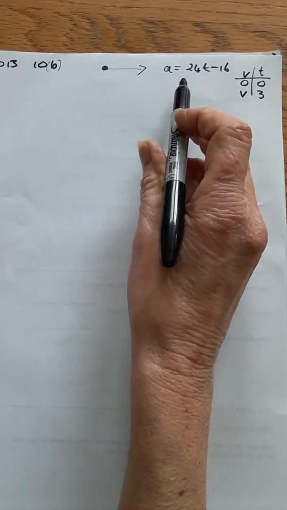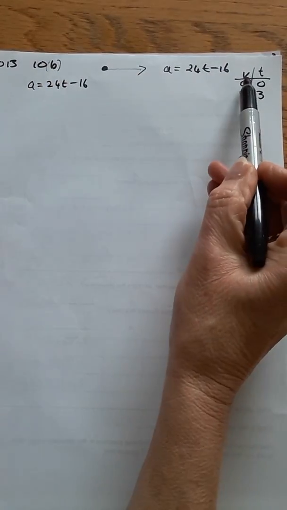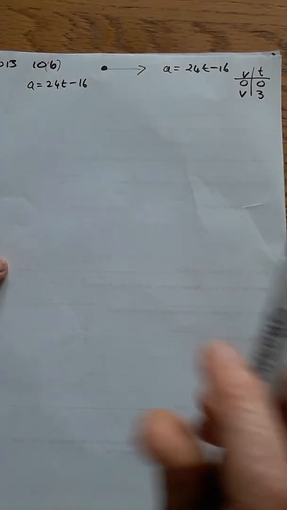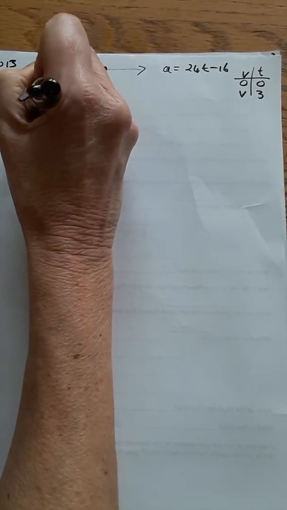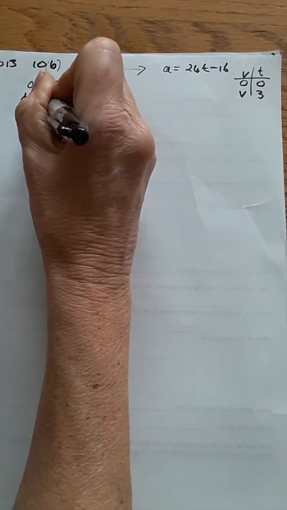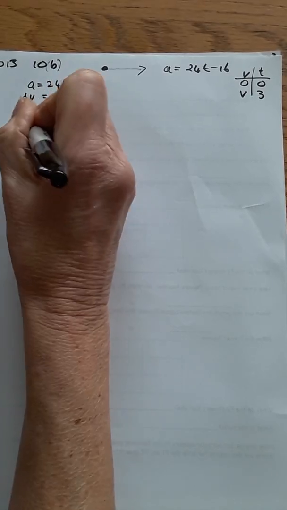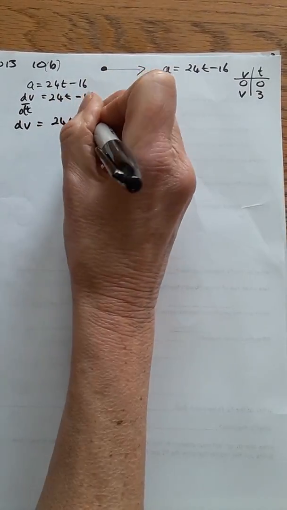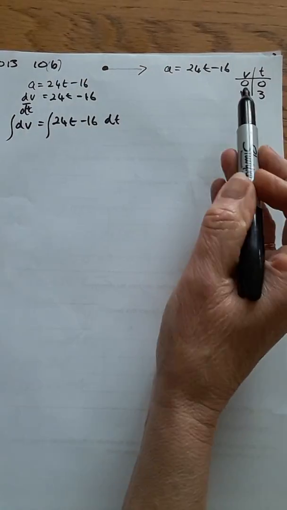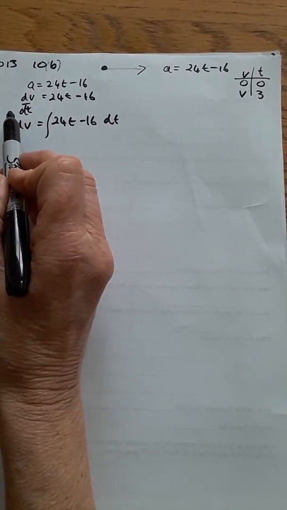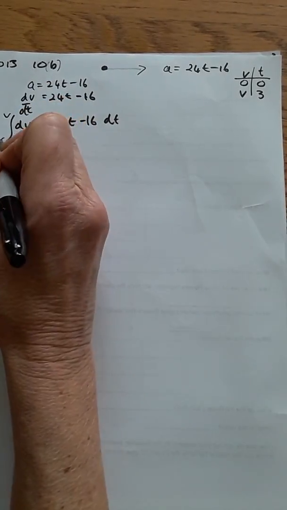Okay, so start with the expression. A is equal to 24t minus 16. Of course, that doesn't match my variables, so I'm going to change that acceleration into dv dt. So dv dt is equal to 24t minus 16. I don't have to separate the variables. I don't have to accept the dt. So 24t minus 16, and I'll make that a dt on that side. Okay, I'm going to integrate both sides. My velocity is going to go from 0 to v and t from 0 to 3. So rather than write 0 to v and 0 to 3, I'll say v to 0, 3 to 0.